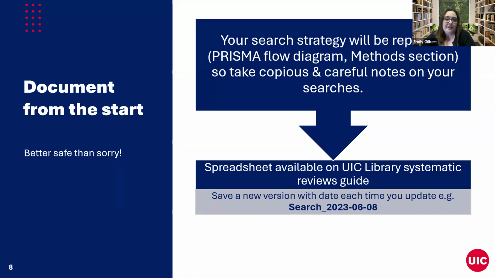There is a spreadsheet that is available on the systematic review guide. Rosie, if you could grab the link to that page from the guide. This is available in the guide. And we also recommend that if you use the spreadsheet, make sure you save a new version with the date each time you update it. Thanks, Rosie. I think it's on the resources tab or something like that. I was just looking at it before we got started.